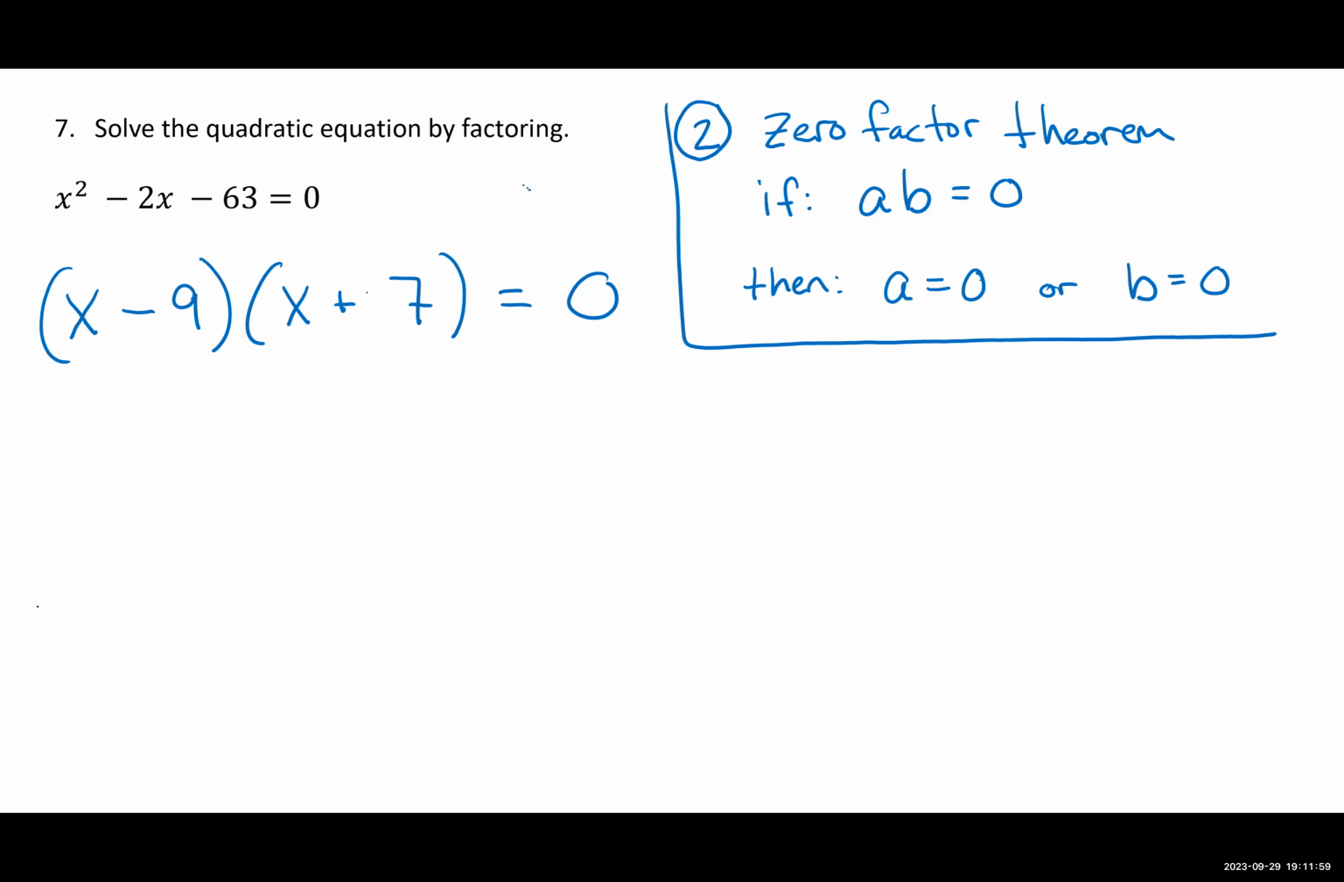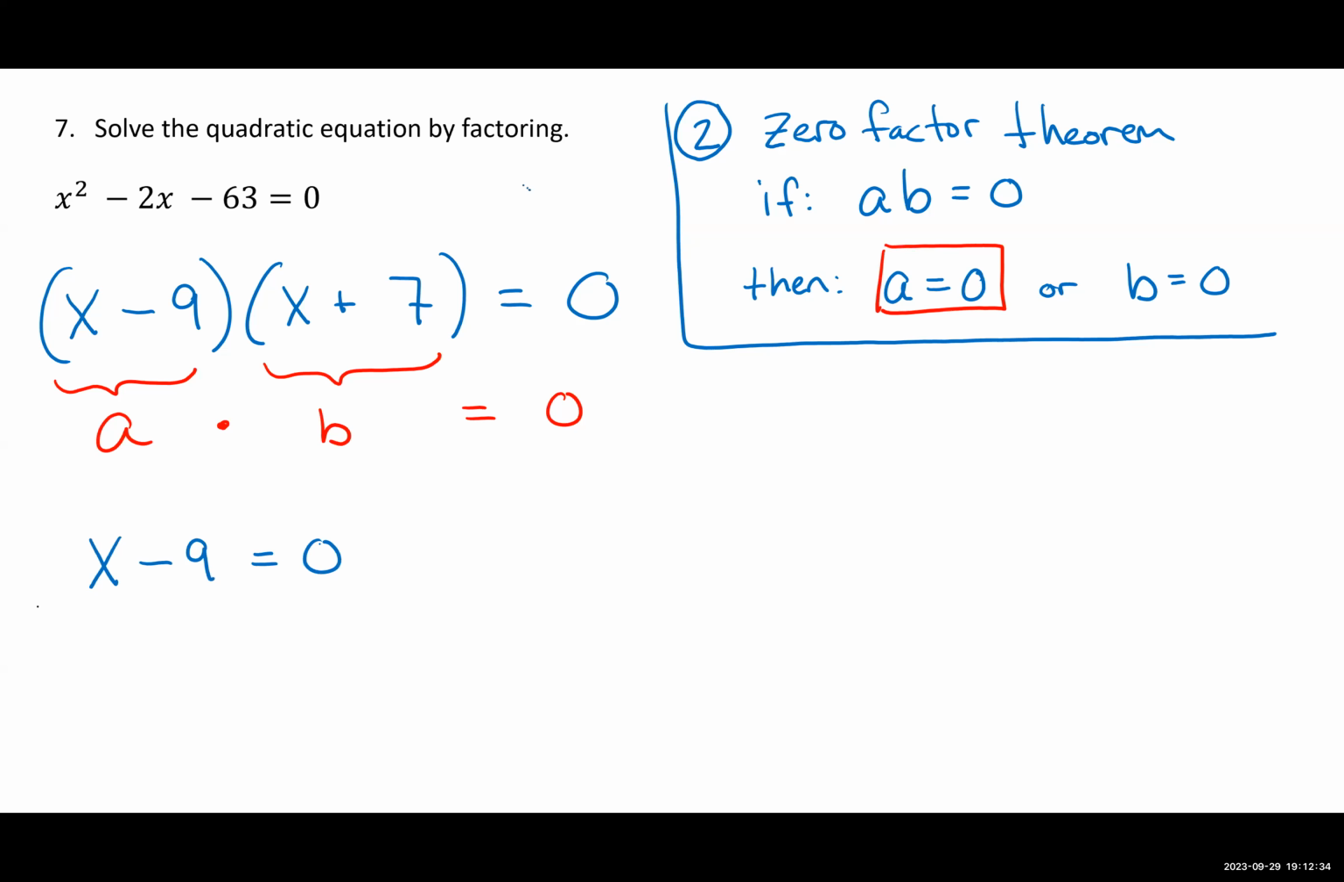But assuming you could factor, we get x minus 9 times x plus 7, which is equal to the left-hand side. And so this is our A, and this is our B. And we have A times B equals 0. And what the zero factor theorem is saying is, if you have two things multiplied together to give you 0, then you could split it up into two equations. Equation number 1 is A equals 0. So x minus 9 is equal to 0.